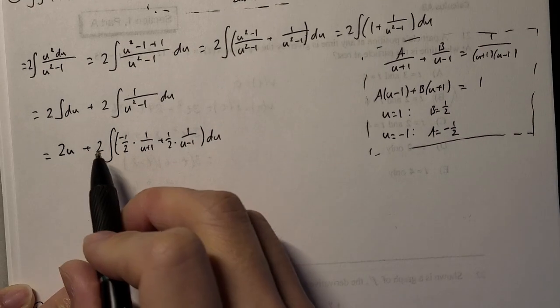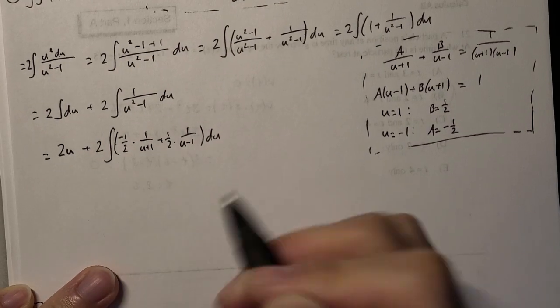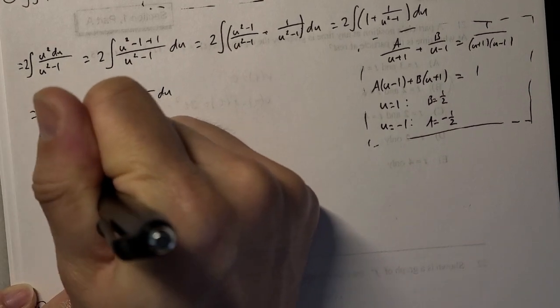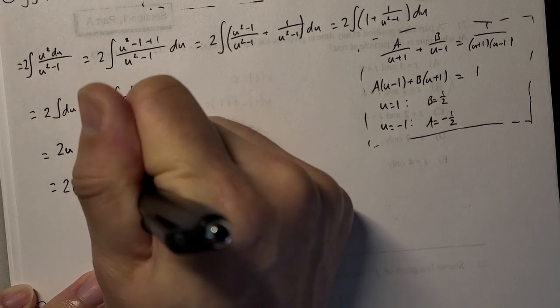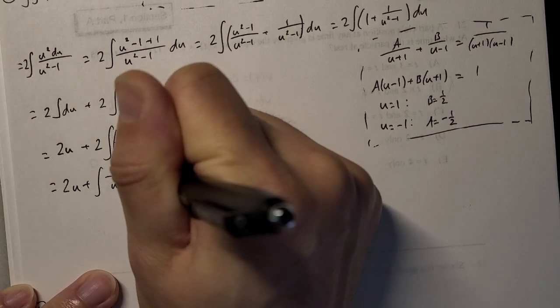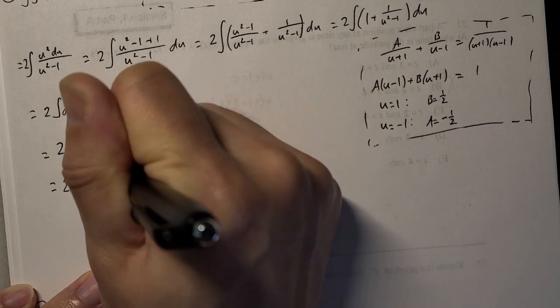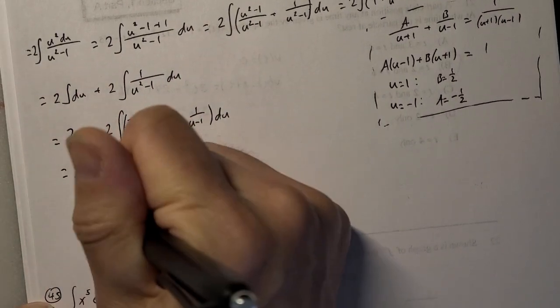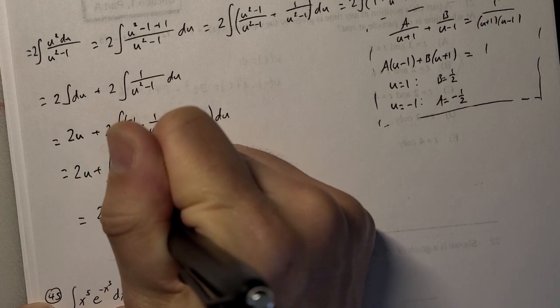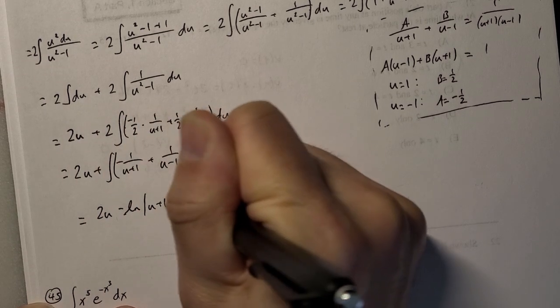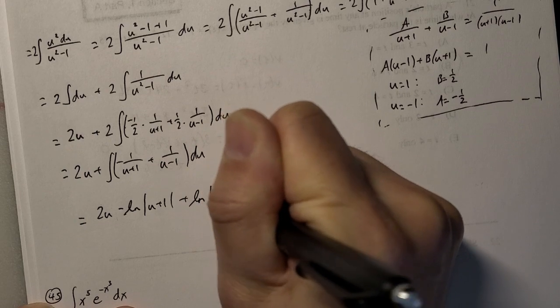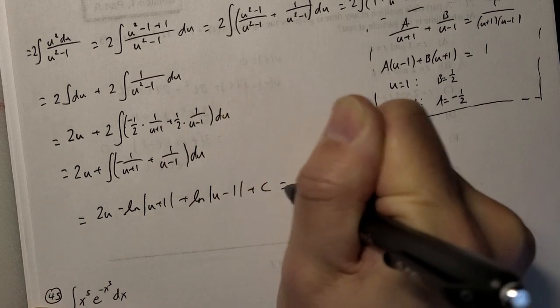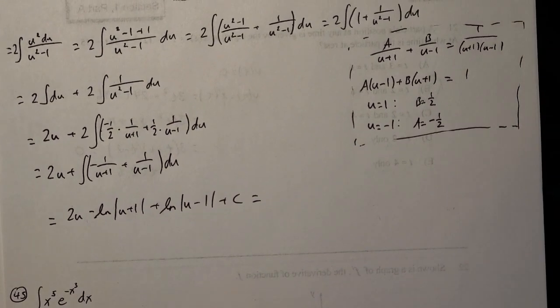Okay, and then I can distribute this 2 to both terms to make my life easier. So integral minus 1 over u plus 1 plus 1 over u minus 1 du. And now we are very close. It'll be 2u minus log absolute value u plus 1 plus log absolute value u minus 1 plus c. And then we're almost done. We just have to back substitute.